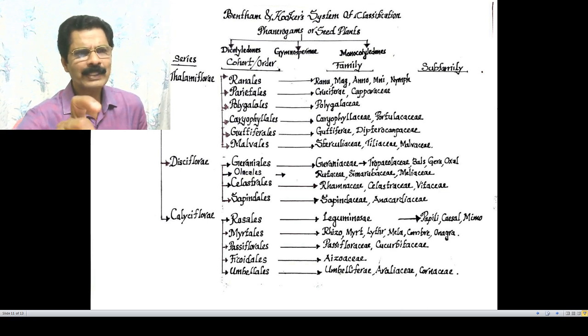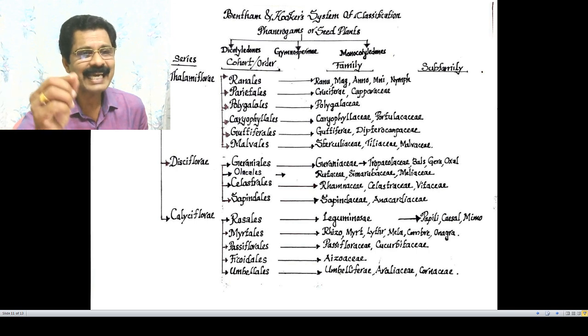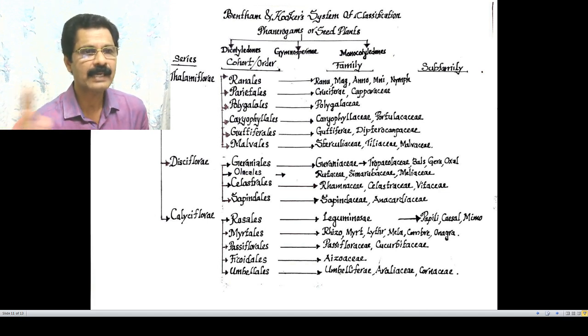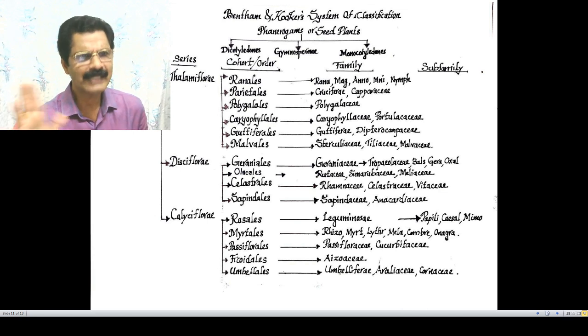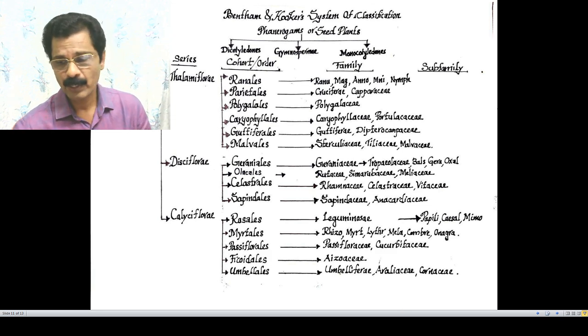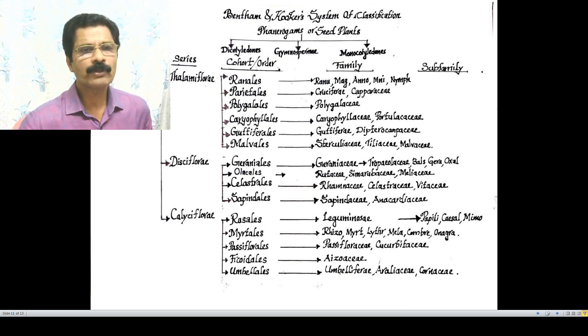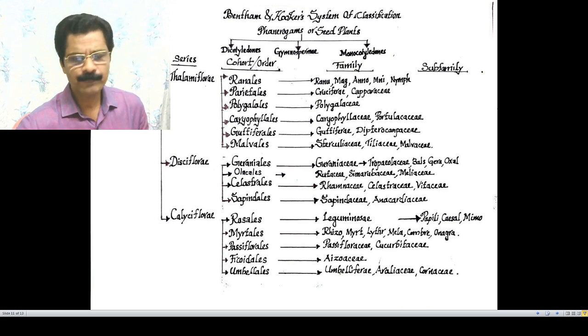And here there is a rule that I will discuss in the next video. When you write an order or cohort, it ends with the suffix ales: Ranales, Parietales, Polygalales. That suffix means it is a cohort or order. Then if you write a family, it should have the suffix aceae: Ranunculaceae, Magnoliaceae, Annonaceae. That is the rule. That is why Cruciferae is not correct. It is now called by a legitimate name, I will tell you later.